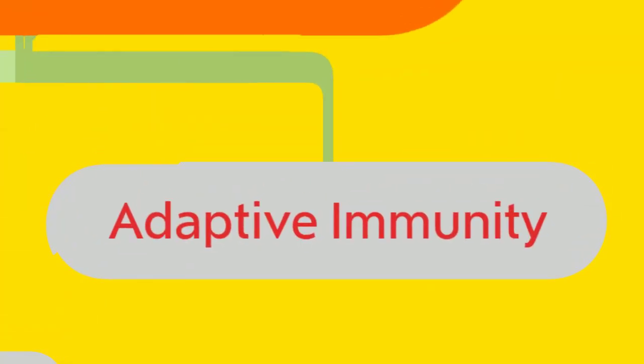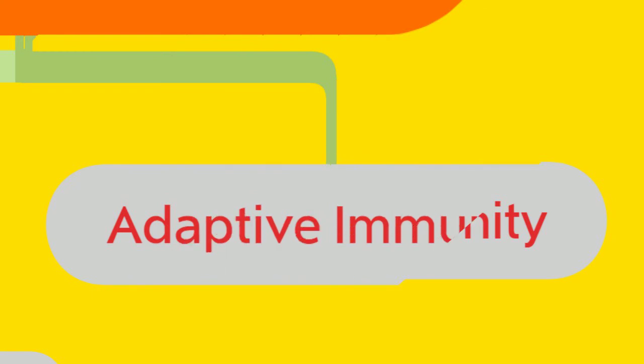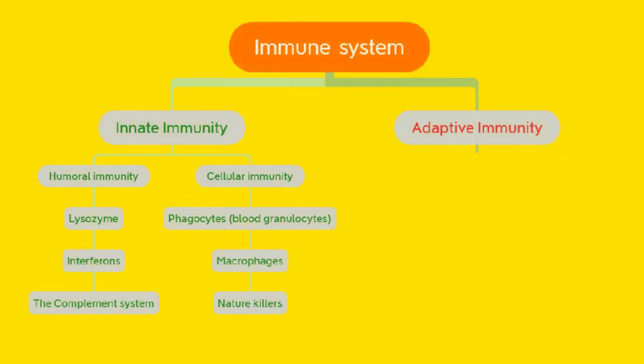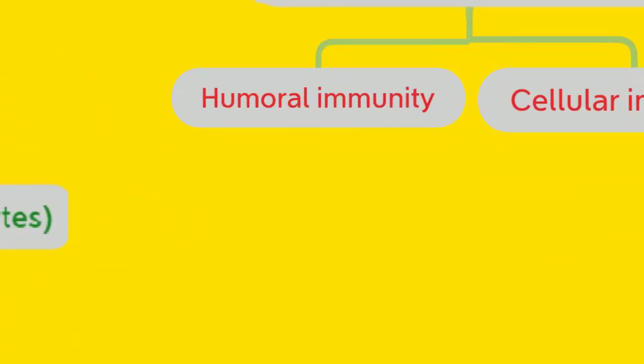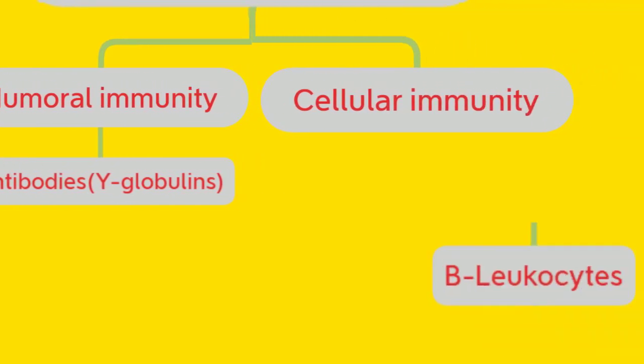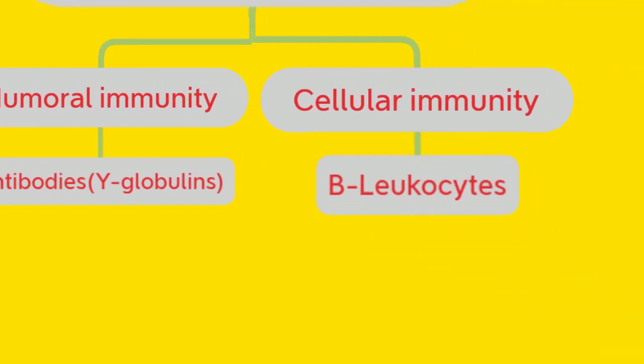The world is diverse and rapidly changing. Innate immunity cannot provide security, and therefore acquired immunity arises, in other words, adaptive immunity. Like innate immunity, adaptive immunity has two components, humoral and cellular. Antibodies are referred to as humoral components of acquired immunity. The cellular components include B leukocytes and T leukocytes.